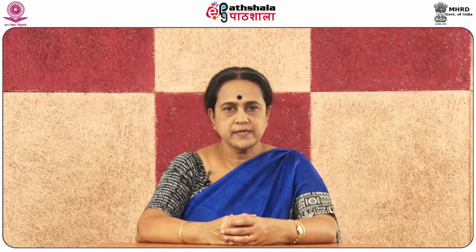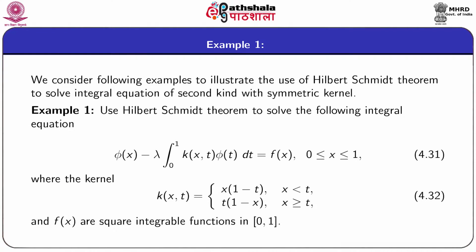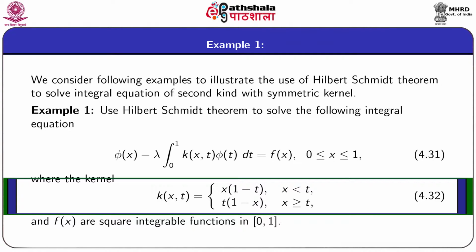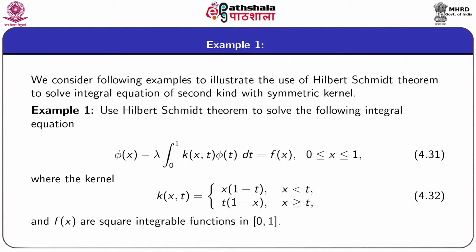Now, we shall consider some examples and we shall use the Hilbert-Schmidt theorem to solve Fredholm integral equation of second kind with symmetric kernel. We consider example 1. Use the Hilbert-Schmidt theorem to solve the following integral equation given by equation 4.31, where the kernel is given by K(x,t) equal to x(1 − t) for x less than t and t(1 − x) for x greater than or equal to t, as given by equation 4.32. The kernel K(x,t) and f(x) both are square integrable functions in the closed interval 0 to 1.